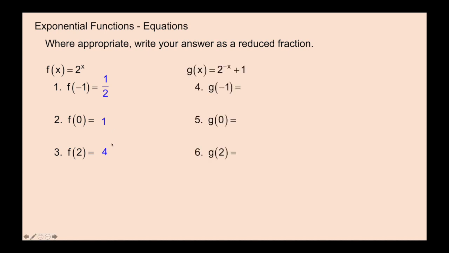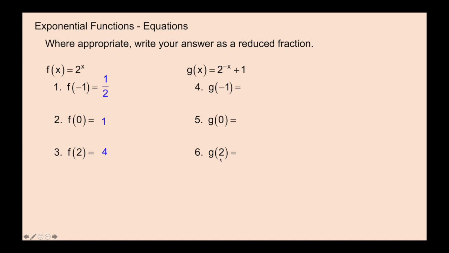Next, we look at this function. If g of x is equal to 2 to the negative x plus 1. Well, here, if I'm calculating g of -1, I'm plugging a -1 in for this x. That's going to make this 2 to the negative first, which is really 2 to the first, and that's 2 plus 1. We're going to get 3 for this first one. For number 5, if I'm plugging in 0 here, it's 2 to the -0, which is really just 2 to the 0. That's going to give us 1. 1 plus 1, we're going to get 2 for this one.